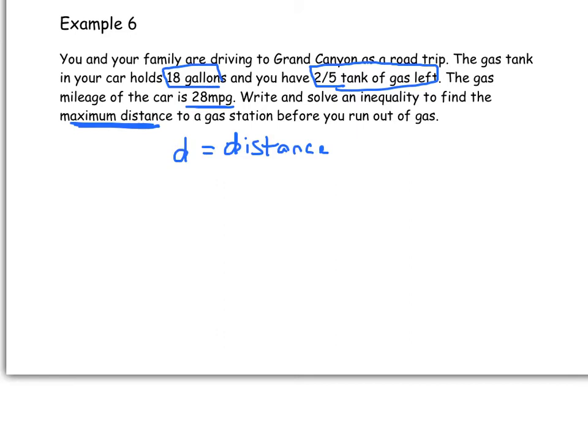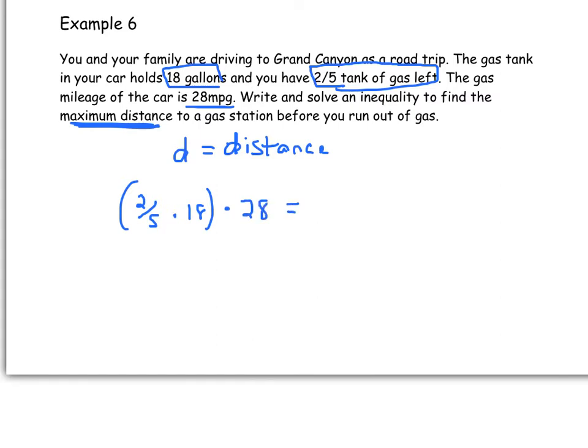So let's see, what do we have? We have an 18-gallon gas tank with 2/5 left. So if you do 2/5 times the 18, that's going to tell you how much gas you have. Then we're going to take that and multiply it times the 28 miles per gallon, and that's going to tell me how far I can go.